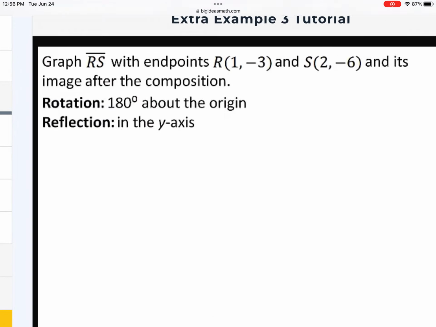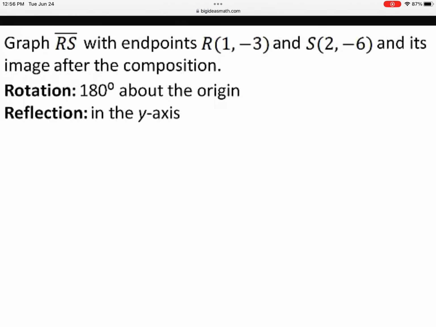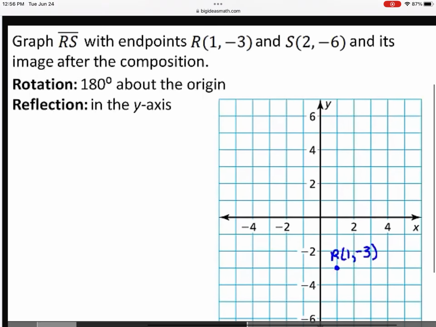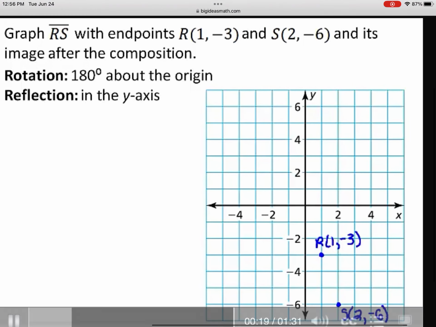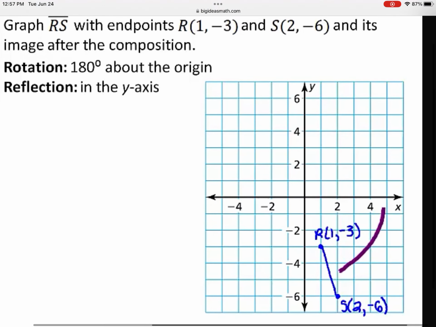Segment RS with endpoints R(1, -3) and S(2, -6), and its image after the composition: a rotation 180 degrees about the origin followed by a reflection in the y-axis. First, graph segment RS with endpoints R(1, -3) and S(2, -6). Rotate segment RS 180 degrees about the origin.